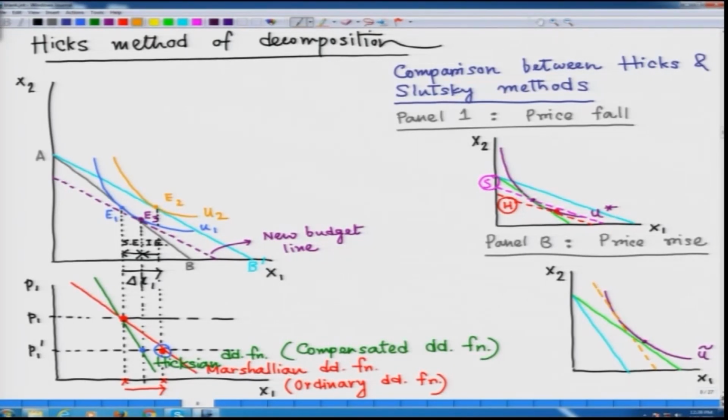So, this broken line will be the new budget line. So, some extra amount of money is given to the consumer and the shifted budget line is denoted by capital H. So, here we see that the consumer makes a new tangency point between the dashed line, the new income adjusted budget line, and the initial indifference curve, and he or she finds the equilibrium.